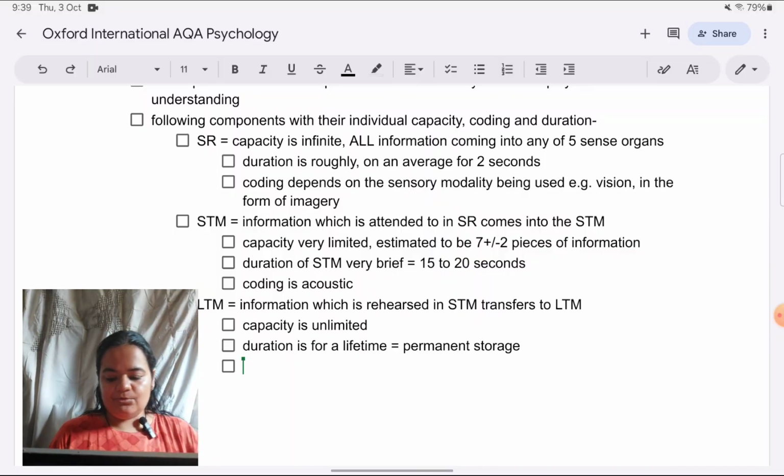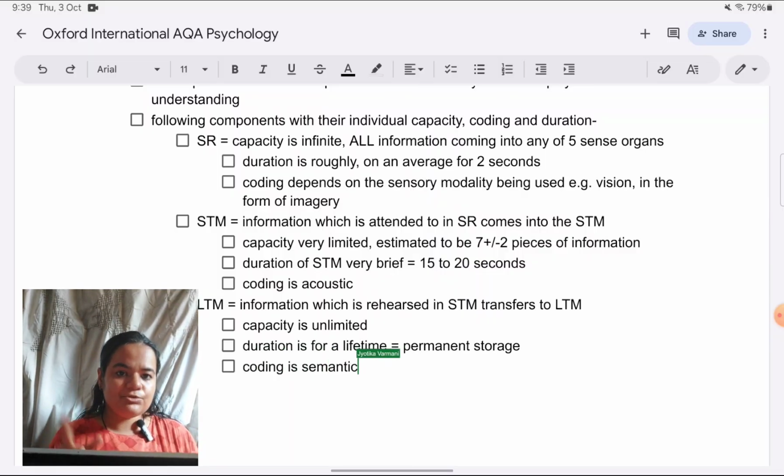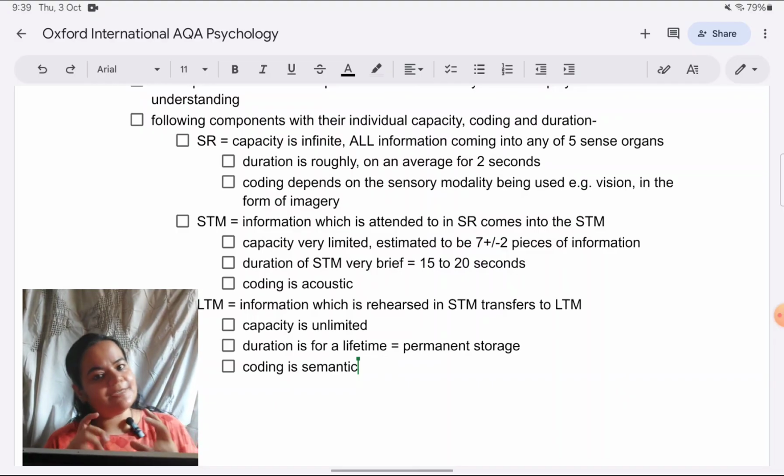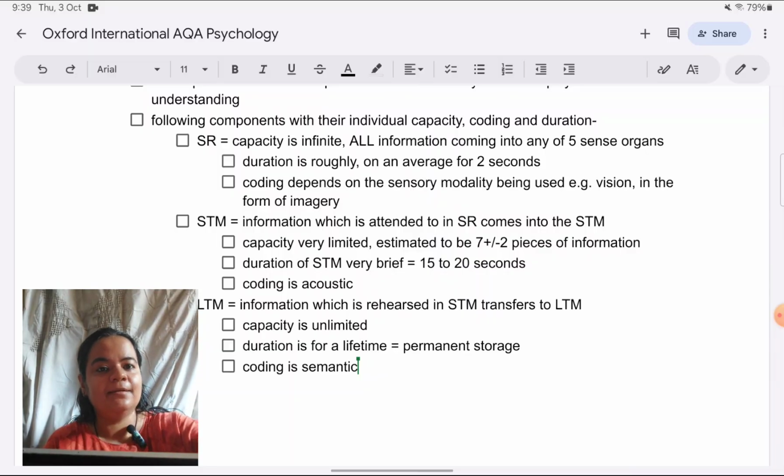And if we talk about coding, coding is semantic. Information is understood and then it transfers to long-term memory. We don't remember facts as they are. We tend to remove the wording of information and we remember the meaning of whatever we have learned. So it is said to be semantic coding.